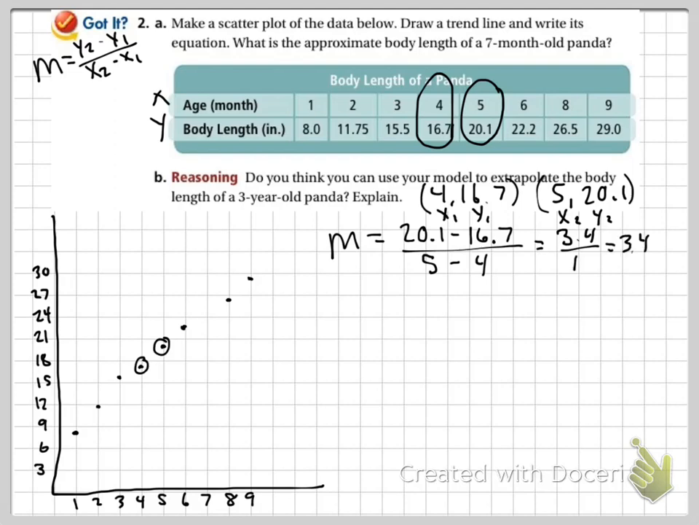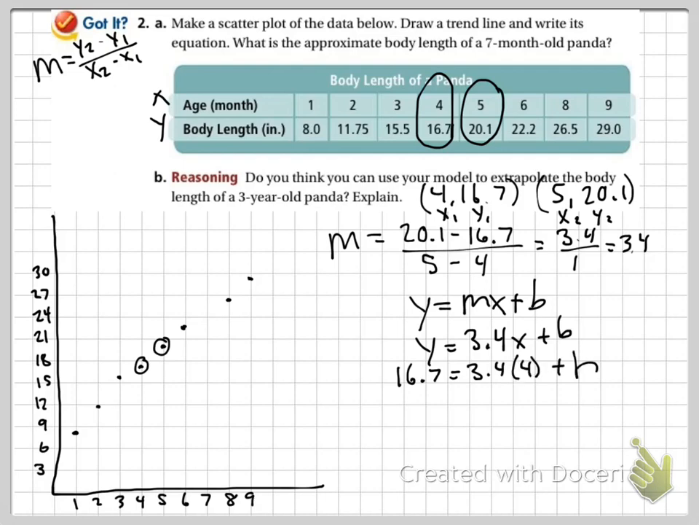So our slope is 3.4, so if we plug that into y equals mx plus b, our slope-intercept form, we get y equals 3.4x plus b, and I need to choose one of those points to plug in. I'll just plug in the 16.7 and the 4. Oh, my b got a little big there. Sorry, my b's look like 6s sometimes.